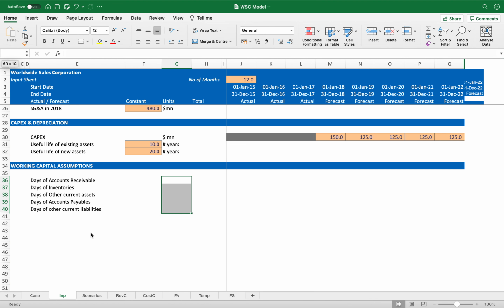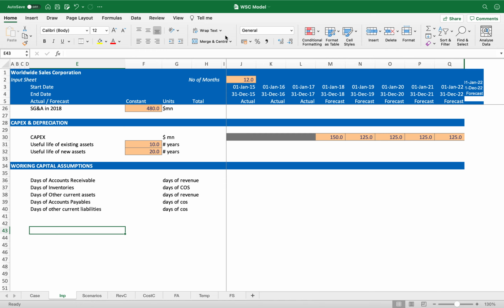Okay, and the unit is days of revenue. So the unit for accounts receivable will be days of revenue. We know that we compute the receivables based on revenues. Inventories, days of cost of goods sold or cost of sales, as in this example. Other current assets, days of revenue. Accounts payables, days of cost of sales, and other current liabilities also days of cost of sales.